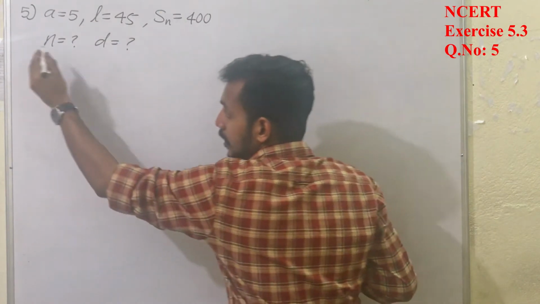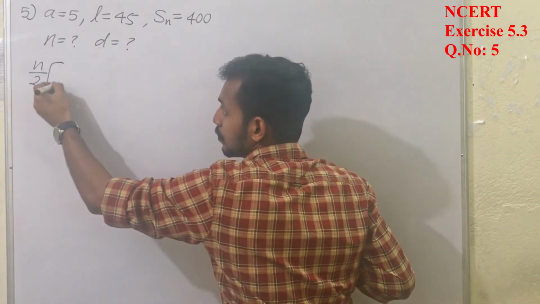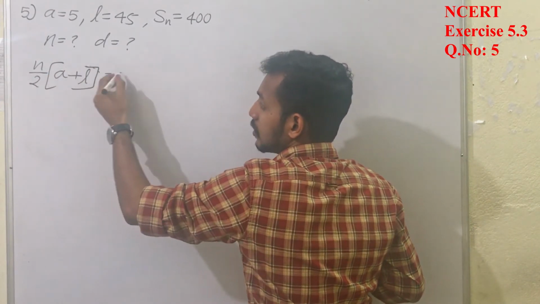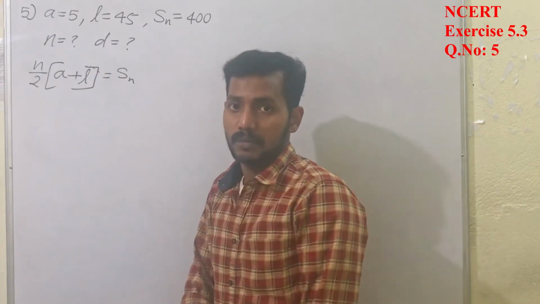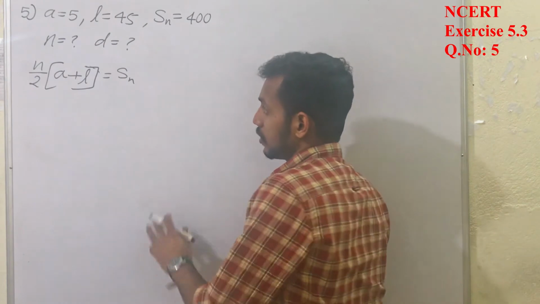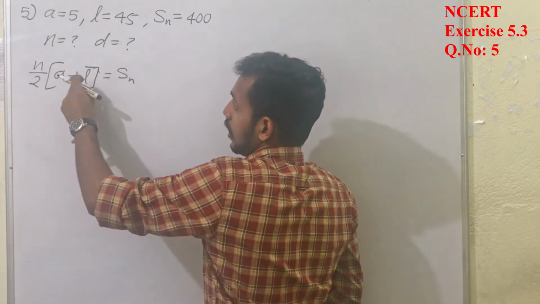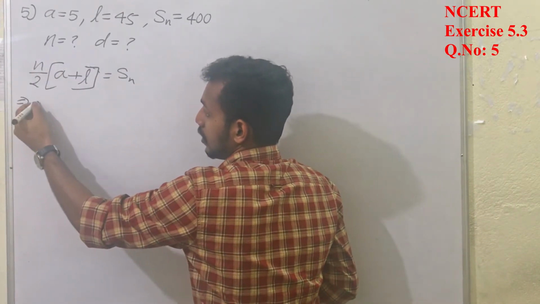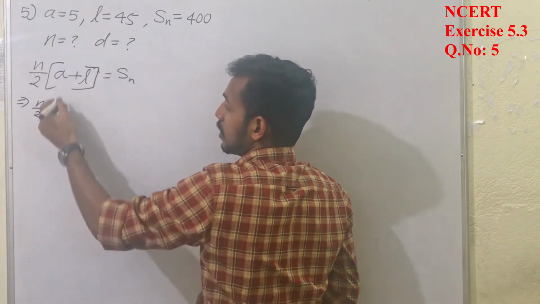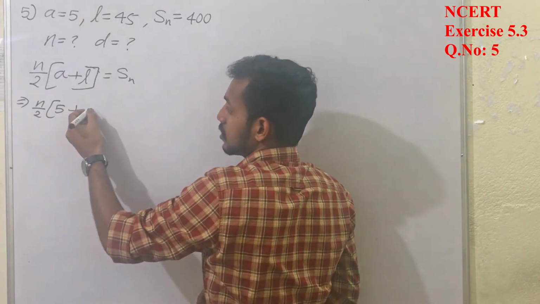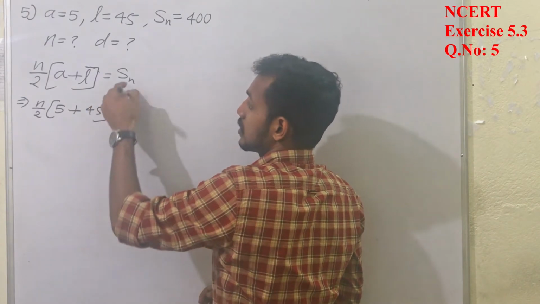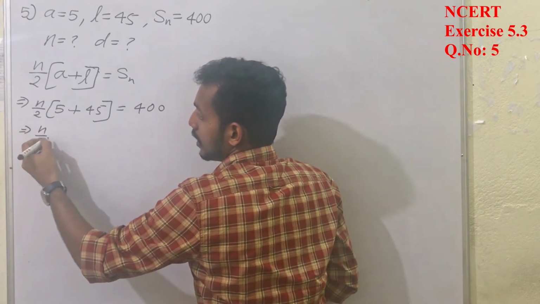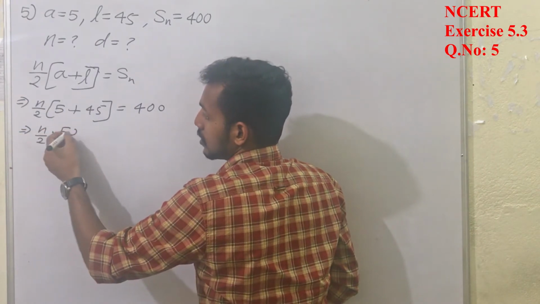As the last term is given, we can use the formula, that is n by 2 into a plus L is equal to Sn. This formula we can use because the last term is given. Then look here, A, L, Sn are known, so obviously we will get n. So that implies n by 2 into, what is A? A equal to 5 plus what is L? That is 45, is equal to, what is Sn? Sn is equal to 400. So that implies n by 2 into 50 is equal to 400.